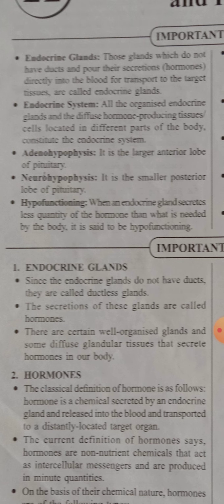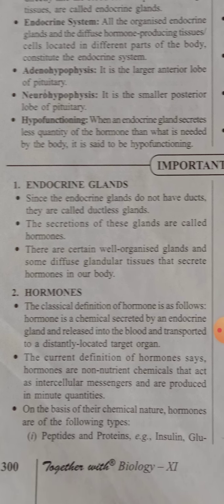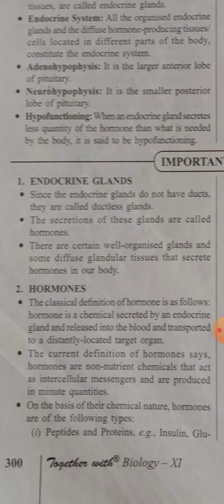the hormones. So the definition of the hormone, the past or old traditional definition, is: a hormone is a chemical substance secreted by the endocrine glands, released into the blood, and transported to distinctly located target organs. Directly, the gland secretes its hormones, and these hormones with the help of blood pass throughout the body and attach to their target organ, where they perform the function of that particular organ.